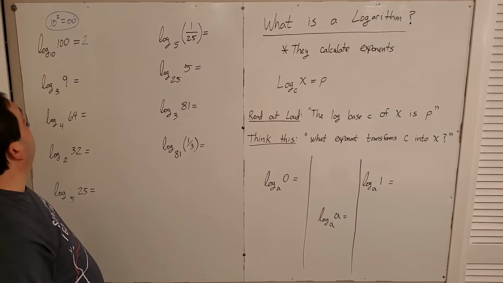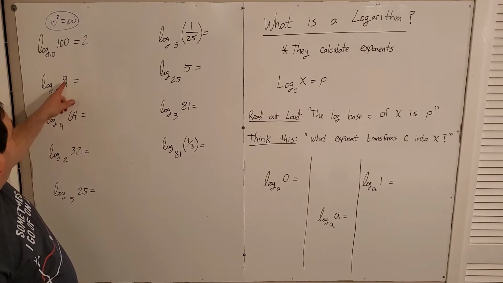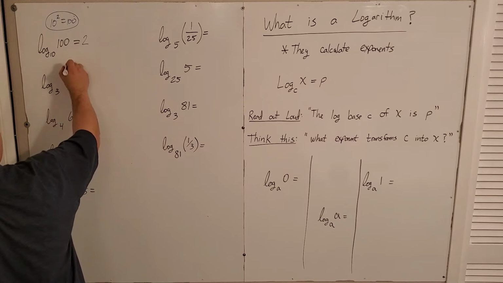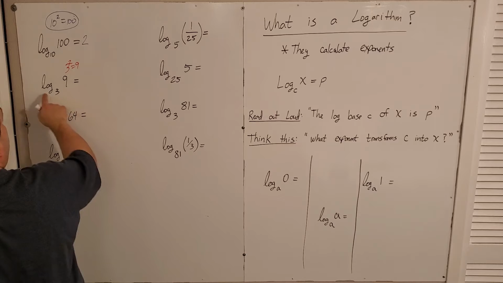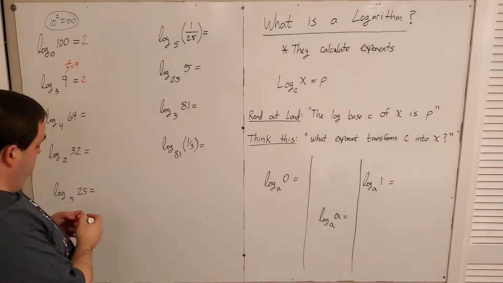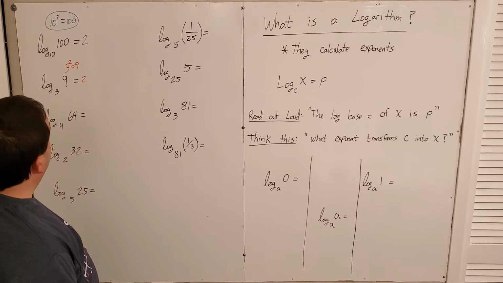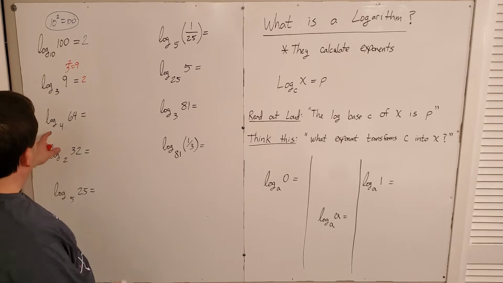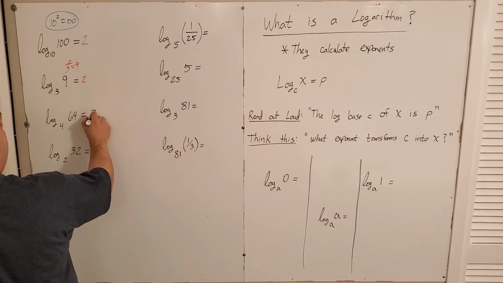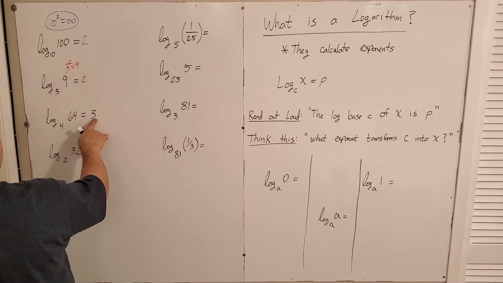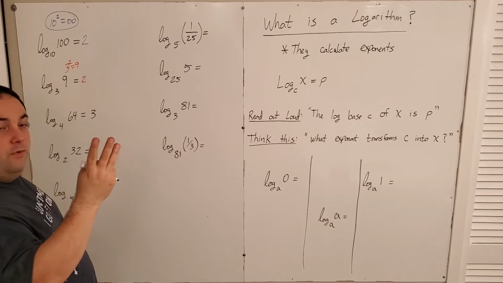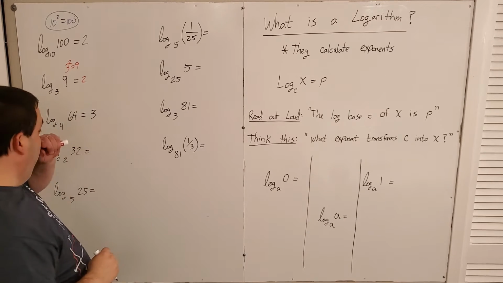Okay? Next, log base 3 of 9. Well, don't forget that 3 squared is 9. So log base 3 of 9 would need to be 2, right? Okay. Next, log base 4 of 64 would be 3, because 4 to the 3 power is 64, right? 4 times 4 times 4 is 64.